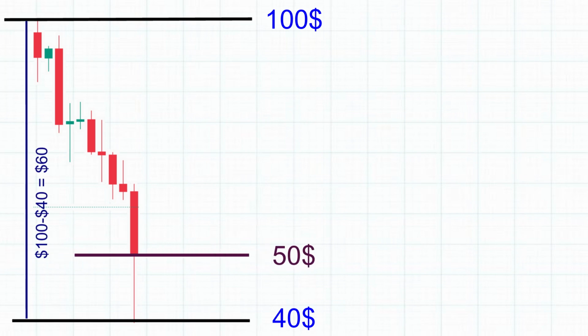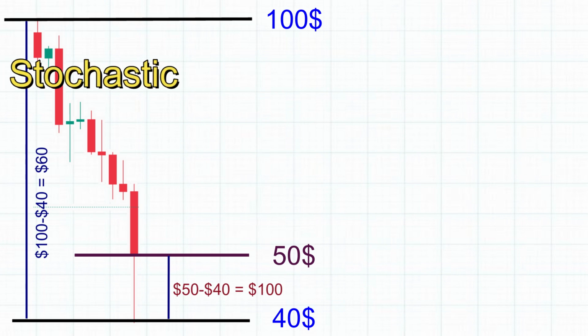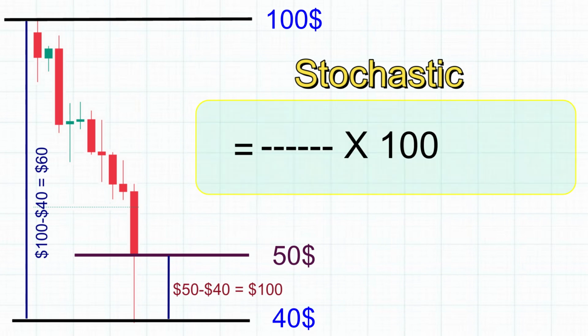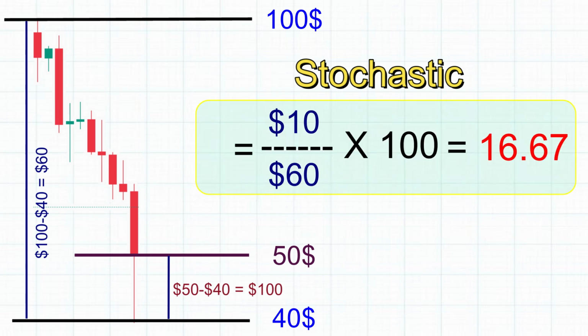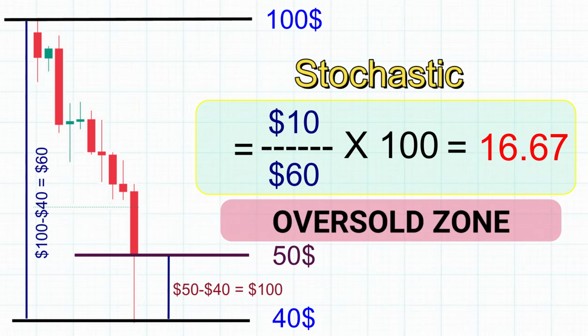When you subtract the lowest low from the highest high, you get $60. Likewise, subtracting the lowest low from the last close price yields $10. To compute the stochastic value, you simply take $10 divided by $60 and then multiply the result by 100, giving us a value of 16.67. Because this figure falls within the 0 to 20 range, it resides in the oversold zone.